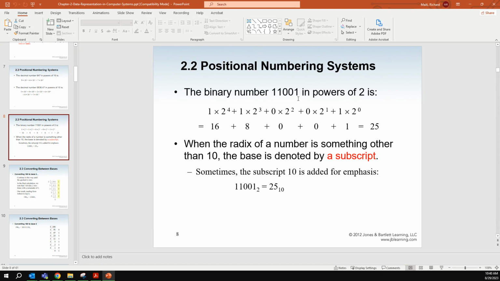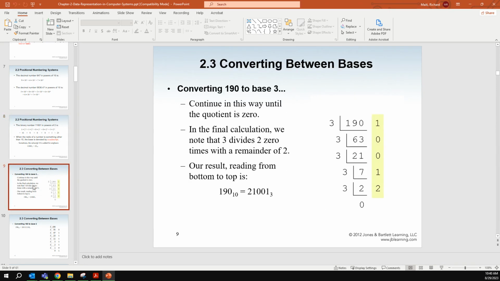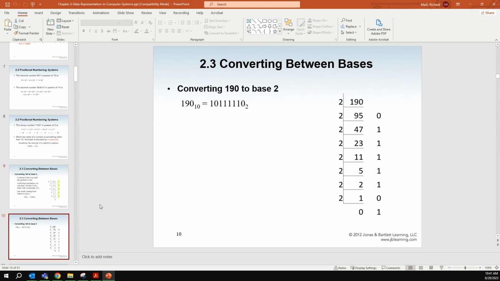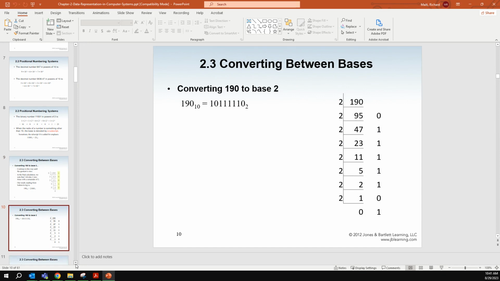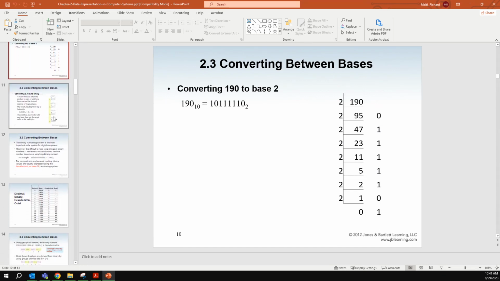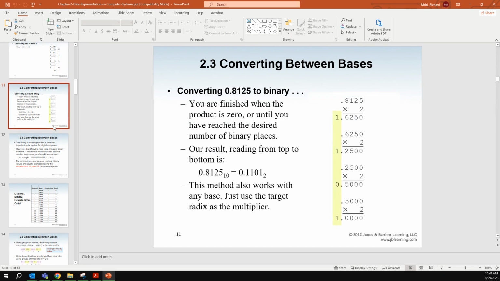So 1 times 2 raised to the 4. So this is position 0, 1, 2, 3, 4, and so forth, how it's converted. So this is converting 190 to base 3. It's divided, and this way you go from the bottom to the top, and you say it's base 3. So there are some good examples you can look through. In these lecture slides, I'm not going to cover every single example, but you can look through how these conversions are done, converting between bases, and you see which way they go after they convert.